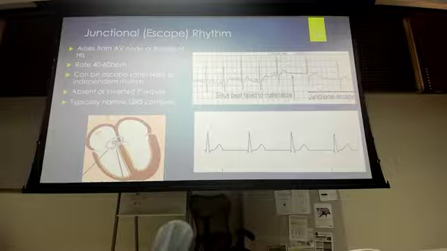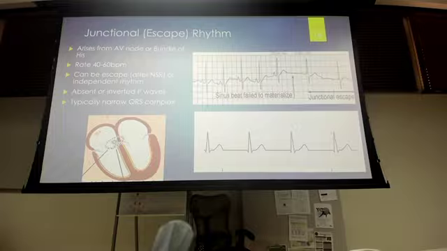There is something called accelerated junctional. It's going to be a much higher rate. I want you to focus on what the norm is, which would be a junctional rhythm. So it might be what we call a junctional escape rhythm, or it might just be when you look at that entire ECG as a junctional rhythm.